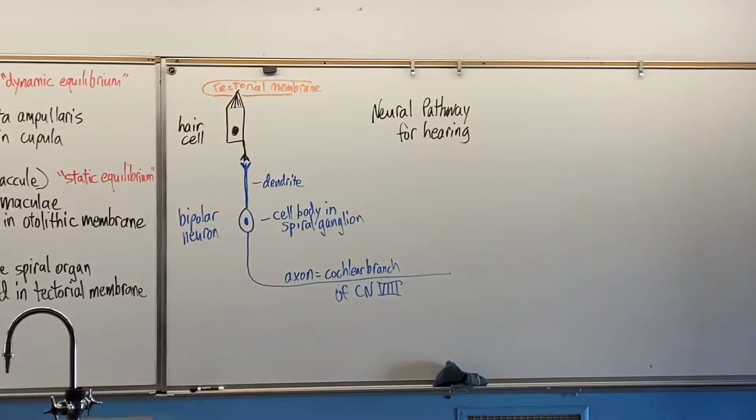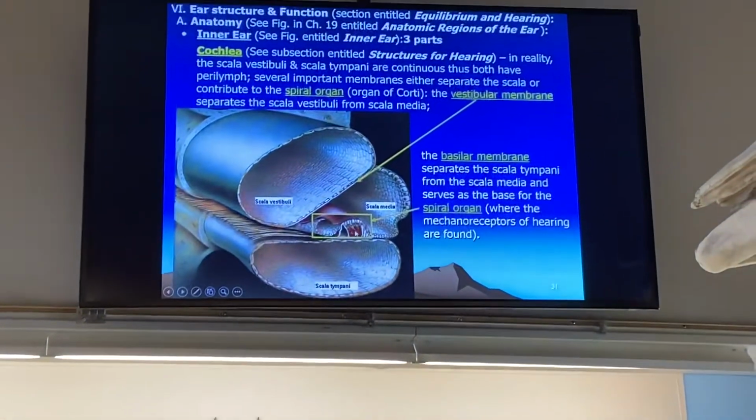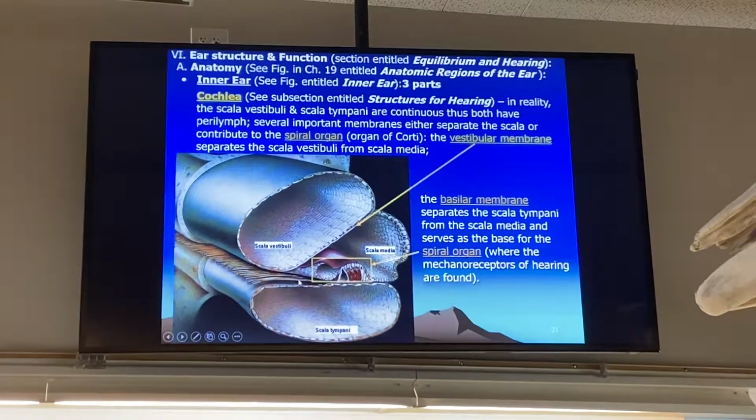There's no ganglion cells. The hair cells are actually synapsing with the dendrite of the bipolar neuron. This right here in blue and these guys here are actually the dendrites of the bipolar neurons. Let's see if I got another picture of this. Okay, here's the hair cells here. They synapse with the dendrites of the bipolar neurons.